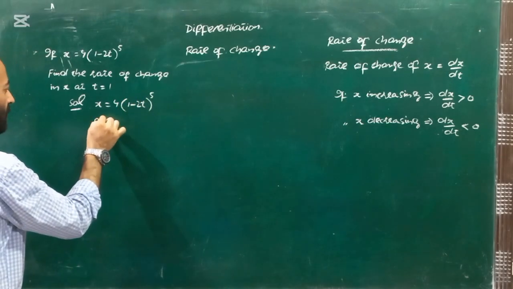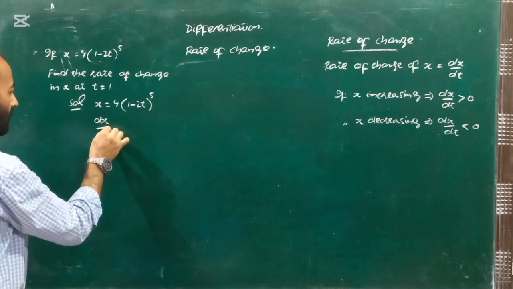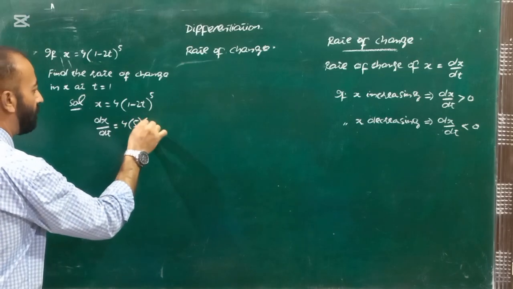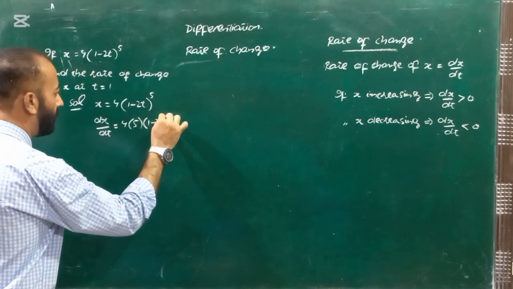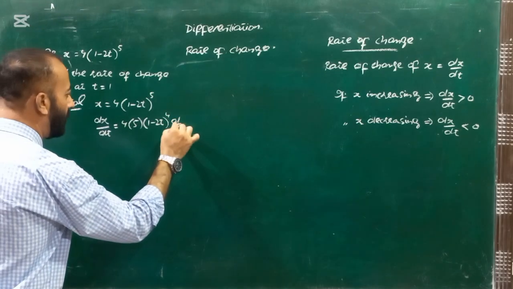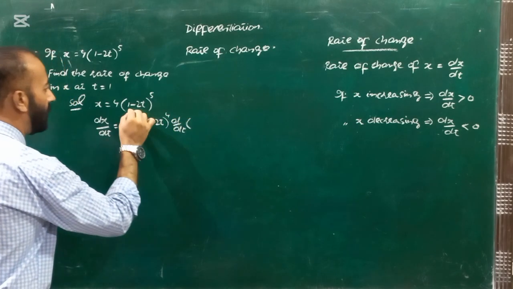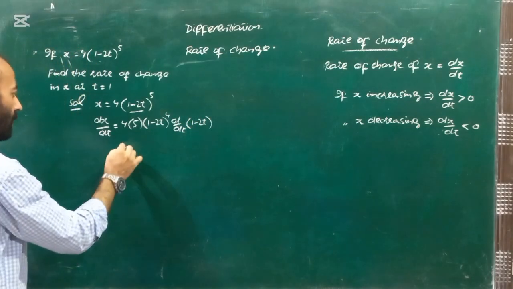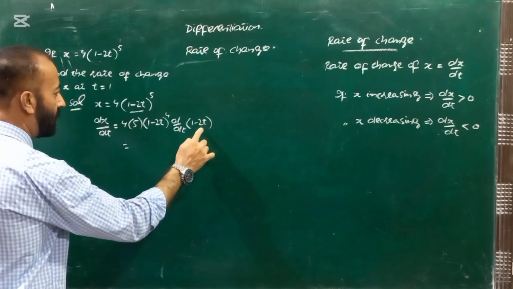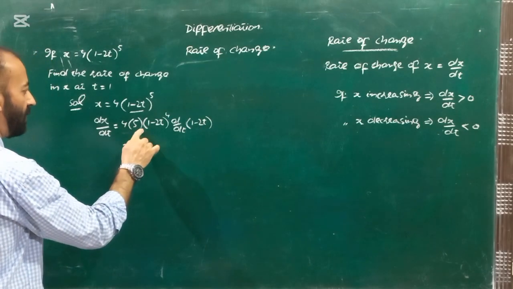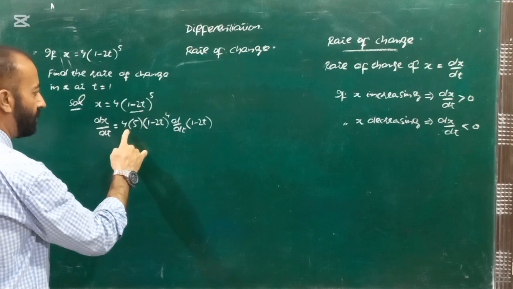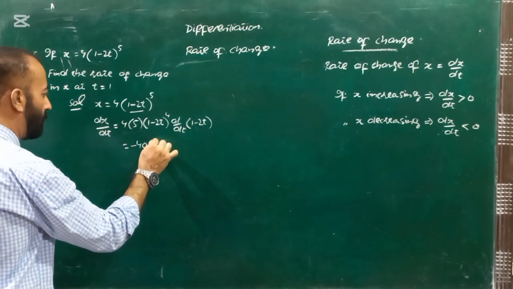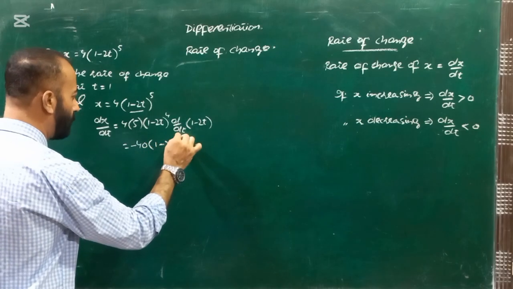So differentiating x with respect to t, power will come down, make 1 less from the power, and take the differential of the value which is having power, so 1 minus 2t. Its differential will be minus 2, so minus 2 will also be multiplied with this one. So 4 5s are 20, 2 20s are 40, and minus sign will also be there. So minus 40 into (1 minus 2t)^4.